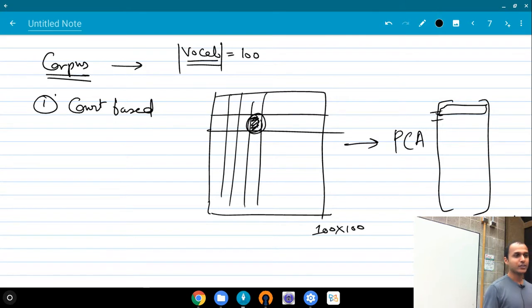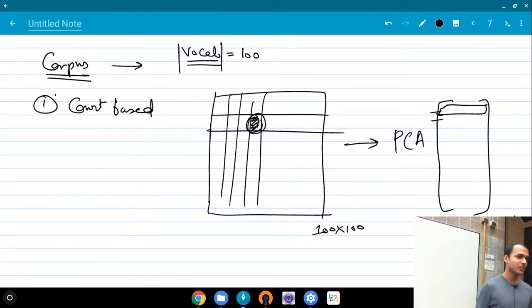So let's just say two words, you increment the count if they are in the same region, if they are nearby words. Given that, I'll do a PCA, I'll get a dimensional reduction. So therefore, I'll get vectors per word. And these vectors are essentially somehow capturing some semantic relationship between the words.